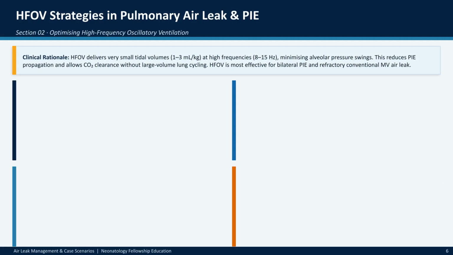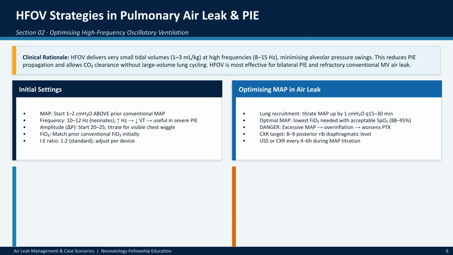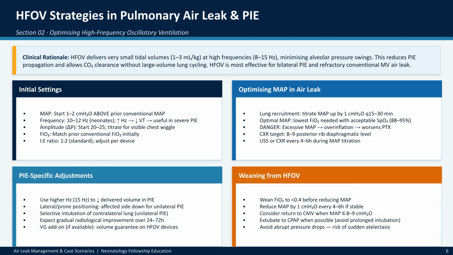High-frequency oscillatory ventilation, or HFOV, is clinically effective for bilateral PIE and refractory air leaks due to its small tidal volumes and minimized alveolar pressure swings. Key strategies include starting MAP 1 to 2 cmH2O above the conventional MAP, optimizing for the lowest FiO2 for acceptable SpO2, and making PIE-specific adjustments like increasing frequency.